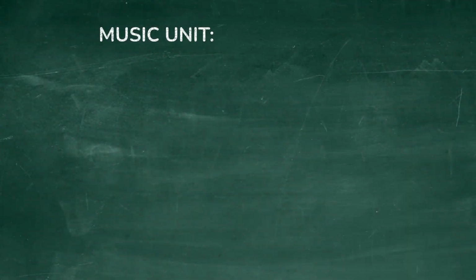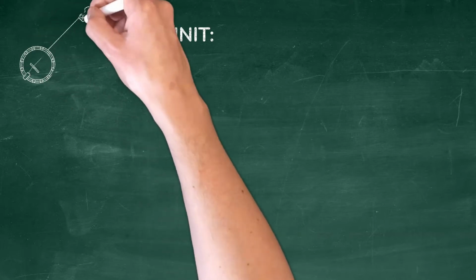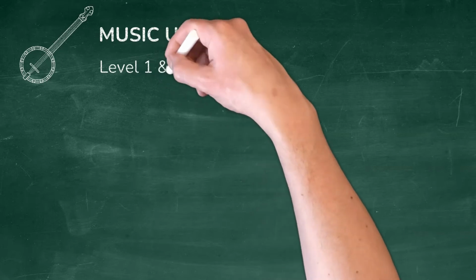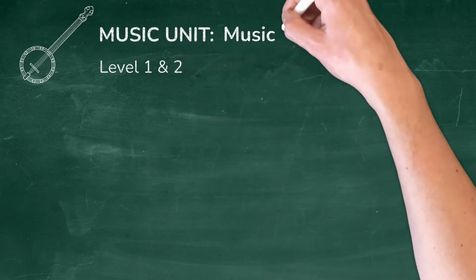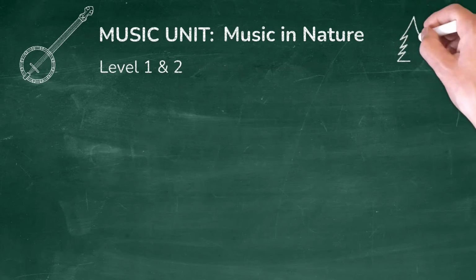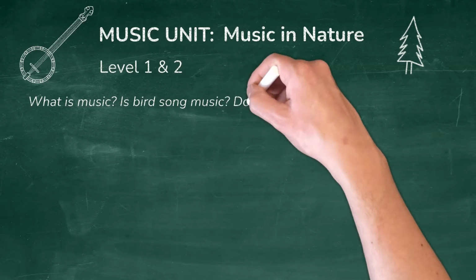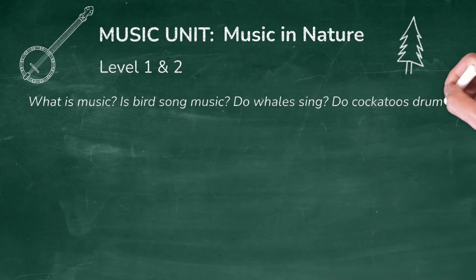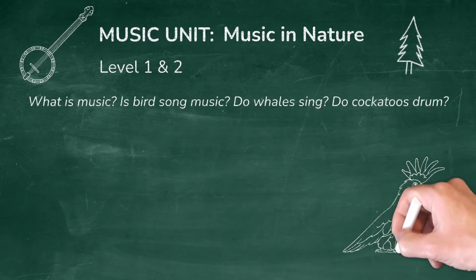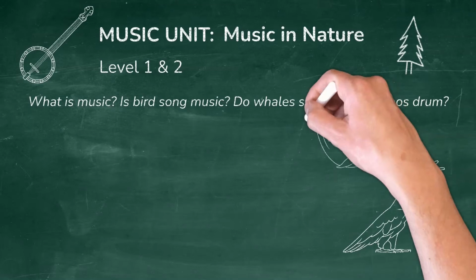So I want to write a new music unit. This unit will be for my Year 1 and 2 class. I believe it's important to teach around material that you're passionate about. So I'm going to pick a general theme. I'm going to pick a topic that I enjoy: music in nature. I want my students to explore, what is music? Is birdsong music? Do whales sing? Do cockatoos drum?